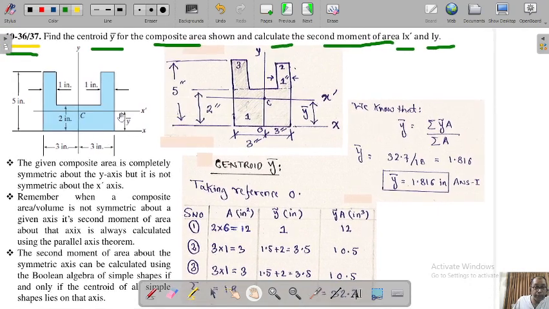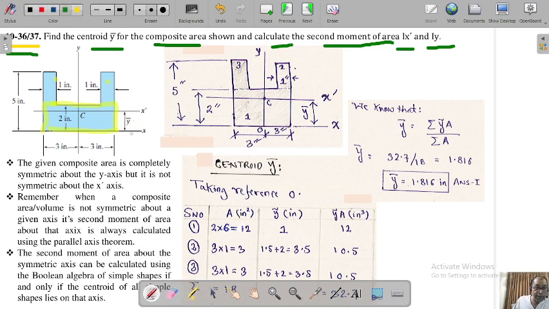We have broken up this shaded area into 3 segments. Our segment number 1 will comprise from here to here. This is our whole segment number 1, and this is 2 and this is 3. You must remember them.